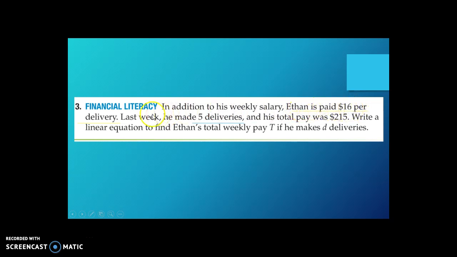Ethan has paid $16 per delivery. That sounds like a slope to me. There's only one number in this sentence, which is, again, probably the slope. Last week he made 5 deliveries, and his total pay was $215. This is our ordered pair, so this is an example 1 problem. We have a slope, and we have one ordered pair: the x value, the output, the y value, and how this situation changes as we increase deliveries.